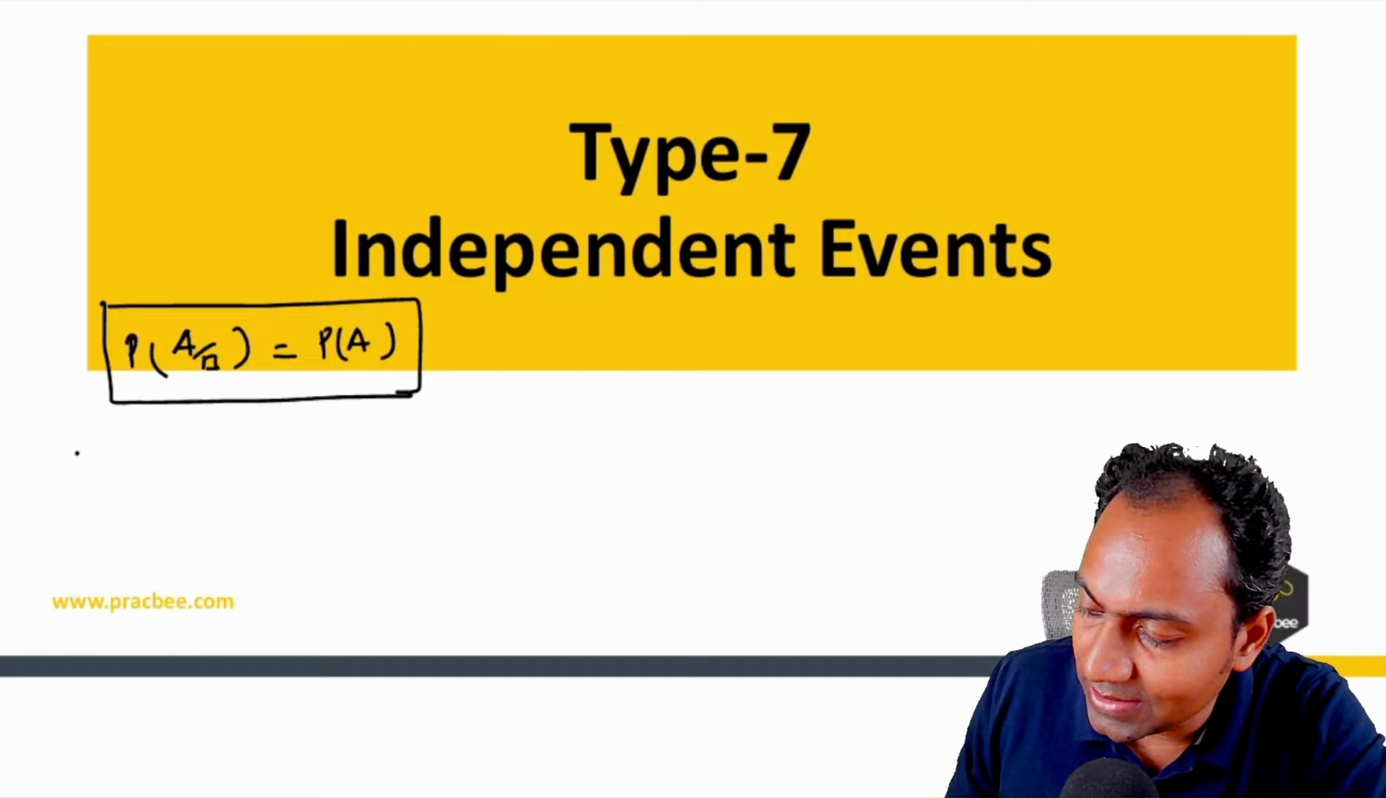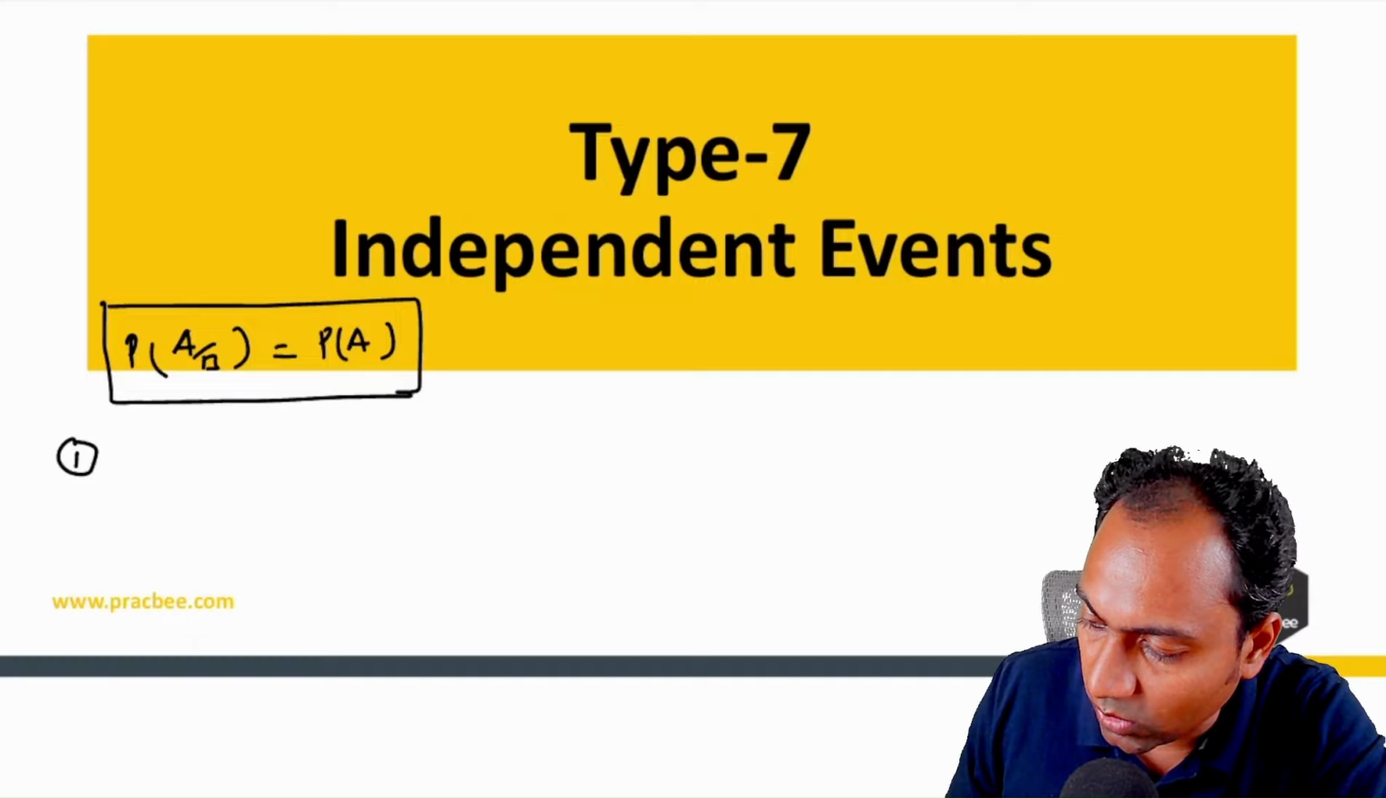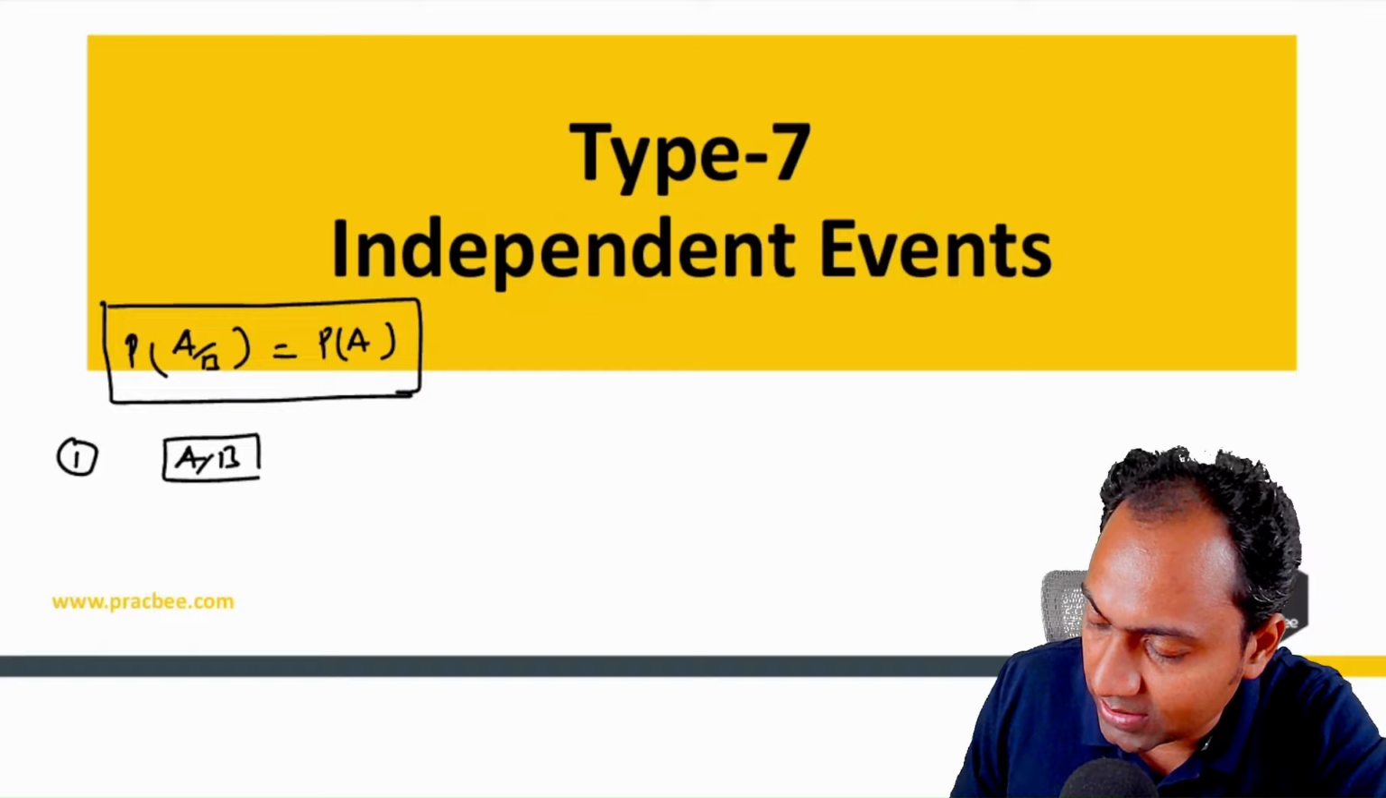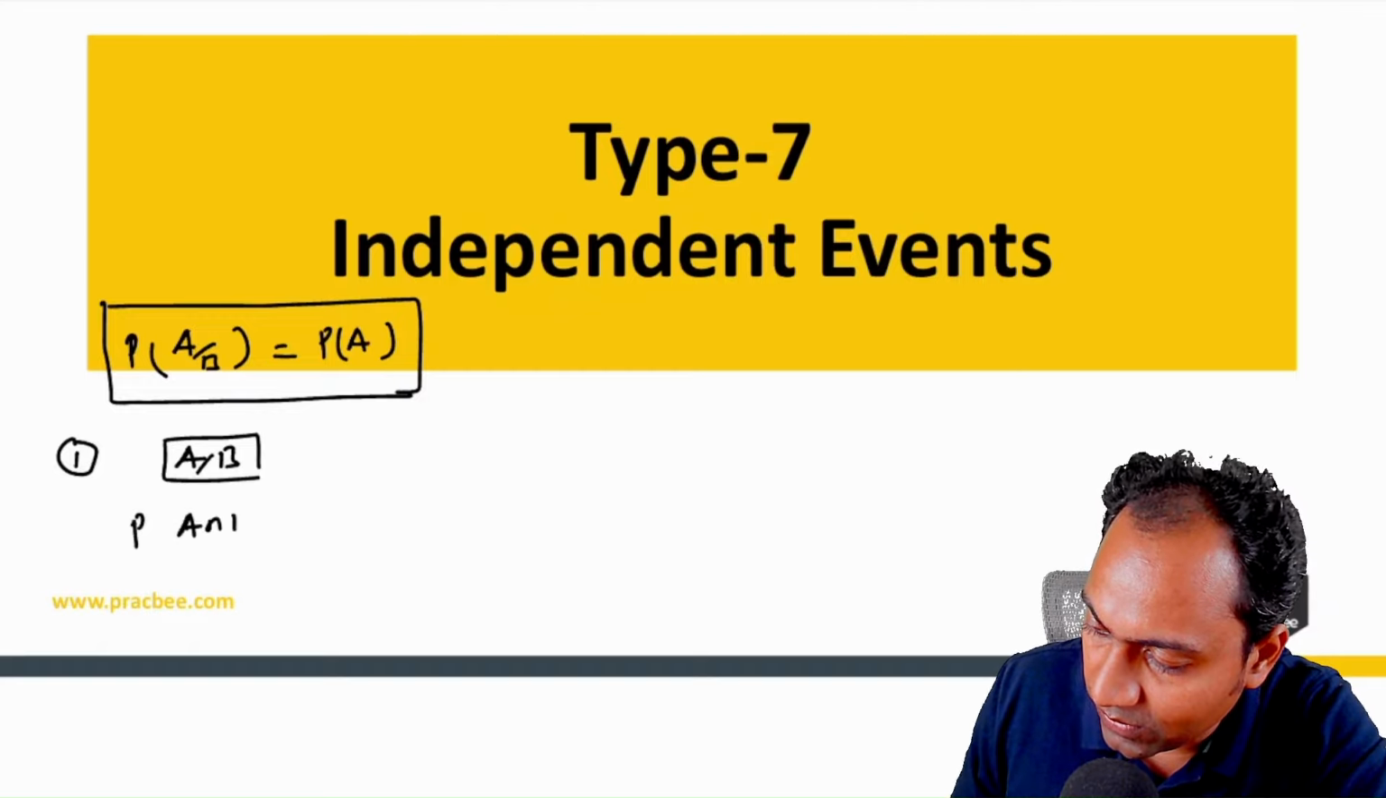Now let us take two scenarios. One, if two events are independent, what will be the condition? So if there are two events A and B and we are talking about their independence, the idea would be this: P of A by B can be written as P of A intersection B by P of B.